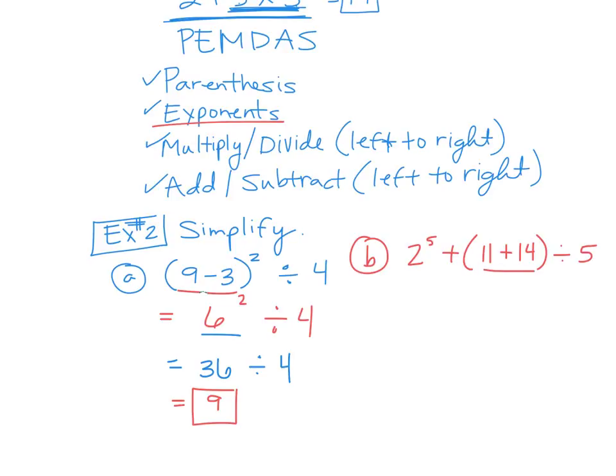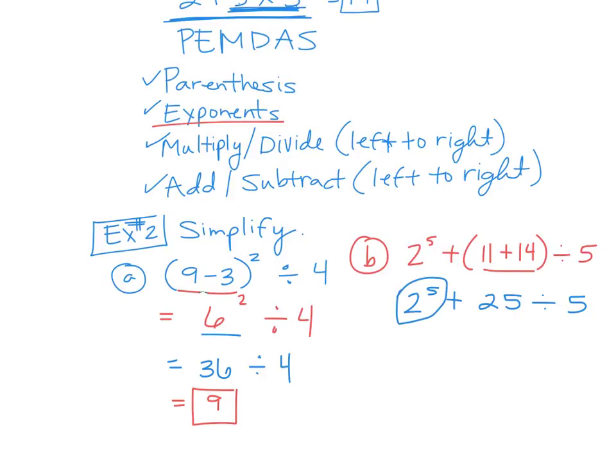Our parentheses are 11 plus 14. What is that? 25. So you're going to have 2 to the 5th plus 25. So you can ditch your parentheses because we simplified them. Divided by 5. Okay. Right. So there's your P. Now we move on to E. Are there exponents? Yes. So we're going to do 2 to the 5th next.